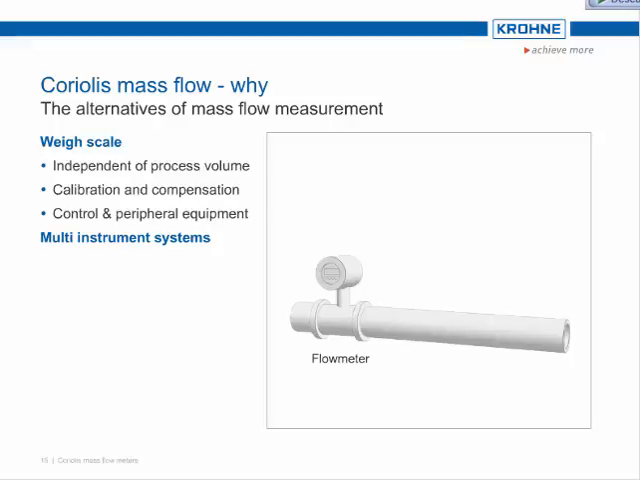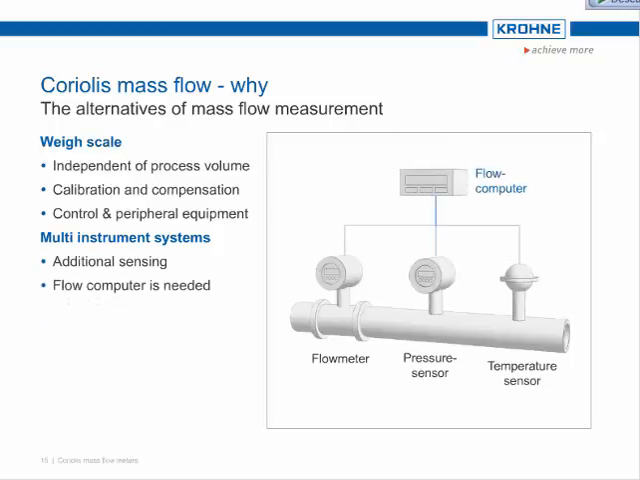The second alternative is to use multi-instrument systems. But these volume flow metering technologies require additional sensing, along with integration with a suitable flow computer to provide a calculation of mass flow measurement. The resulting error of the system will be no better than 1.5%, in comparison to a Coriolis mass flow meter system with an error of better than plus minus 0.5%.